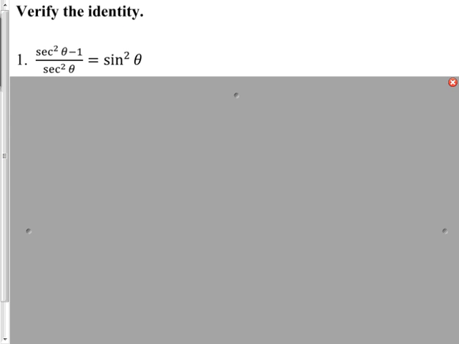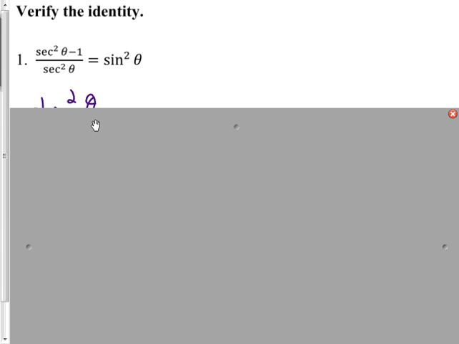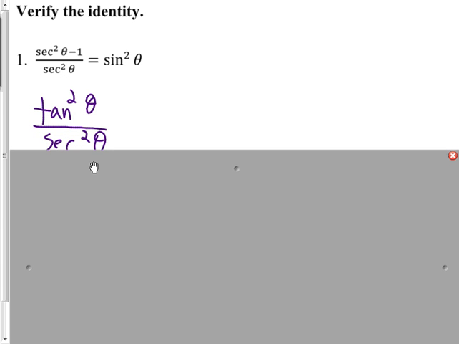Starting off, number 1, secant squared theta minus 1 over secant squared theta equals sine squared theta. Now, as much as you may want to say, oh, this is 1 minus 1 over secant squared theta, that would actually leave you a little further away. It will still work, right? There's more than one way to do it, but in the method I chose, secant squared theta minus 1 is actually equal to tangent squared of theta.